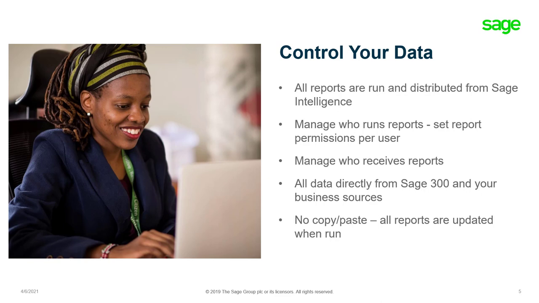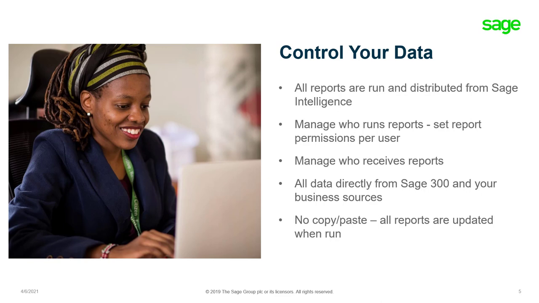So first of all, let's talk about how you can control your data. It's very important to control the data within your business, right? You don't necessarily want everyone to see everything. So with Sage Intelligence, all reports are run and distributed from the product, meaning we have an application or a module within the product called Report Manager. I'm going to talk about that in detail in a minute, where all the reports are stored. They're all run from that same interface, so they're well managed. You can set who has permissions to run the report, to edit the report, etc. Who receives the report. You have the ability to manage that.